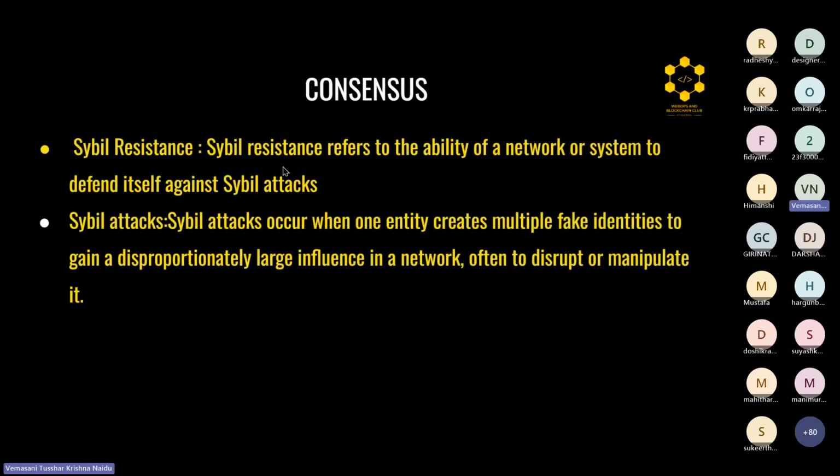And the second one is Sybil resistance. What is Sybil resistance? Sybil resistance refers to the ability of a blockchain to defend against Sybil attacks. What are Sybil attacks? Sybil attacks occur when one entity creates multiple fake accounts to gain a disproportionately large influence in a network, often to disrupt or manipulate it.